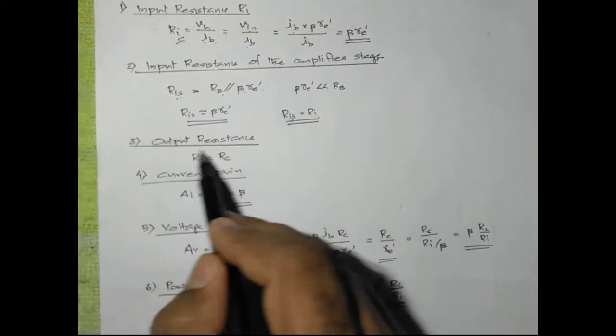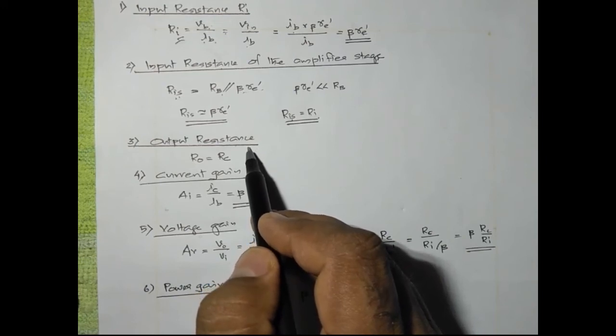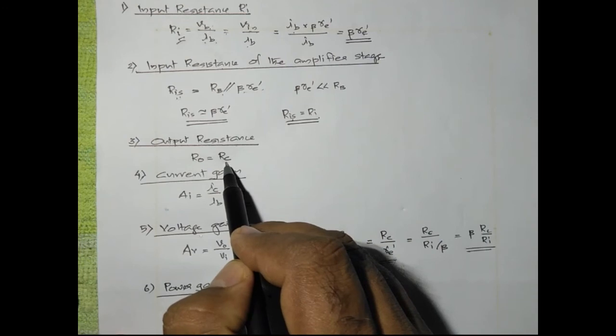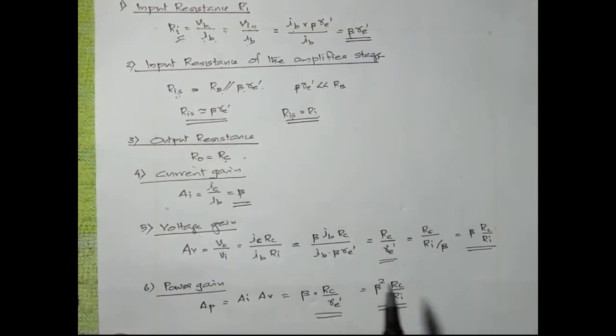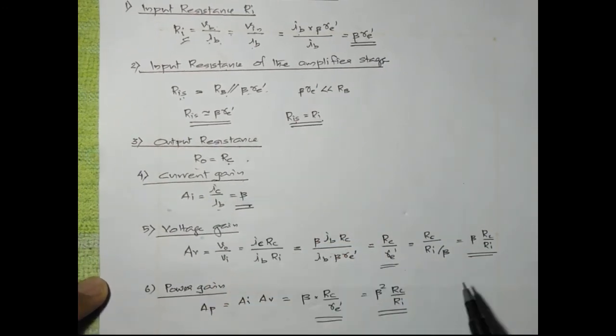Then comes the output resistance. The output resistance is the resistance at the output, where there is no other resistance other than the collector resistance. So Ro equal to Rc. Now we will calculate the current gain. Current gain is the ratio of the output current change to the input current change, which is IC by IB, and we know that IC by IB is small beta.